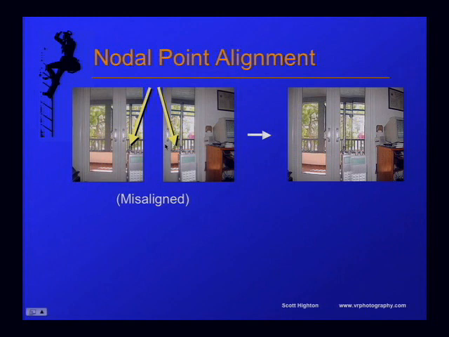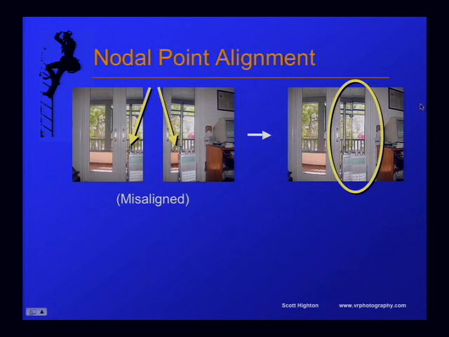Nothing changed as I was taking the picture. The scene remained the same. It's just that the nodal point of the camera, or the lens, was off. It wasn't lined up over the axis of rotation. So those two subjects relative to one another from the camera's viewpoint change their positions. The result is you get a stitching error over here when you assemble it.